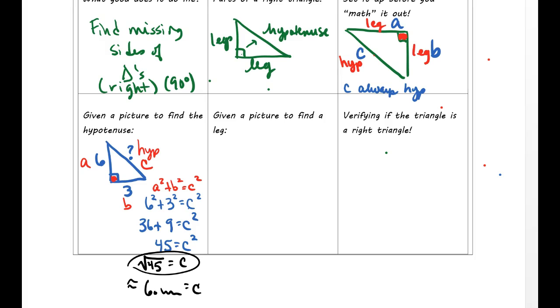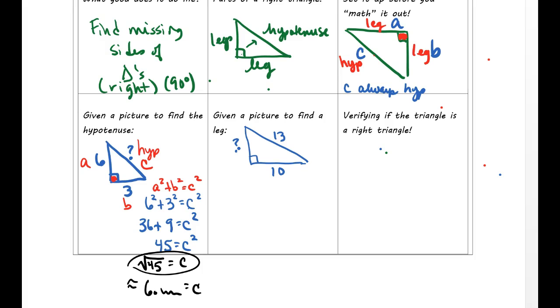So let's try another one. And, you know, as always, if you want to try these before me, feel free to hit pause and actually give it a shot, and then push play to see if you did it right, okay? So given a picture to find a leg. So this is an example where maybe you're given that this is 13 and that's 10 and that this is unknown. We don't know what this is, okay?